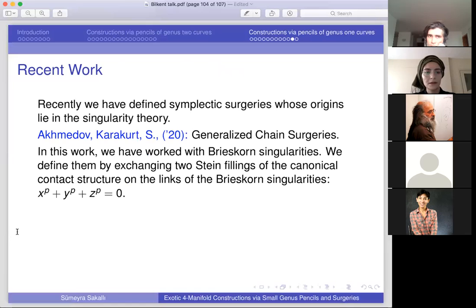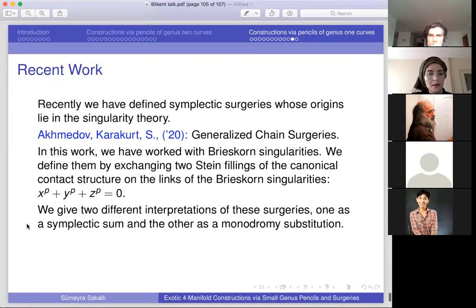But briefly, let me say that we have worked with Brieskorn type singularities in this work. And we define our operations by exchanging two Stein fillings of the canonical contact structure on the links of Brieskorn singularities of this type. And I'm not defining anything, unfortunately, but let me just say that. And then we give two different interpretations of our operations. One is a symplectic sum, and the other one is a monodromy substitution.